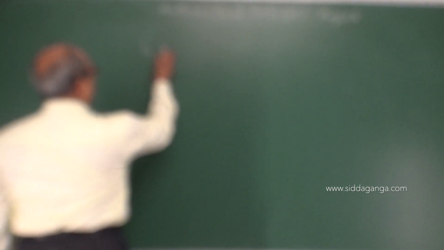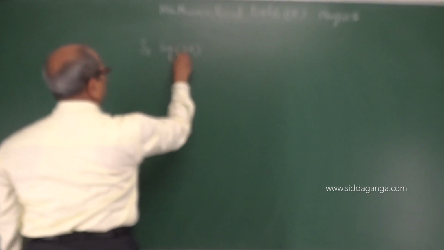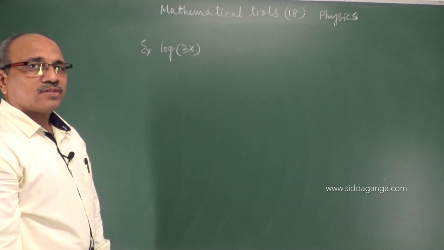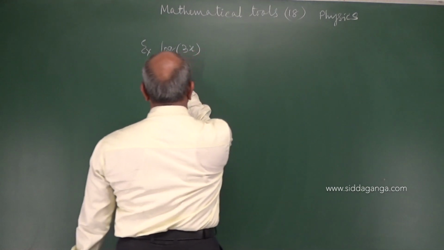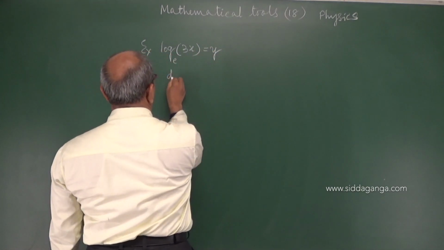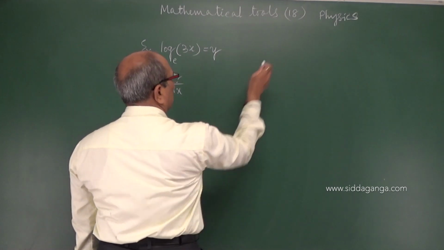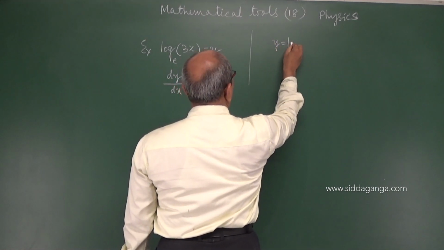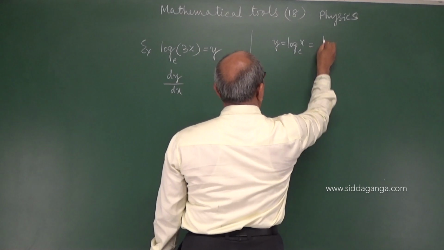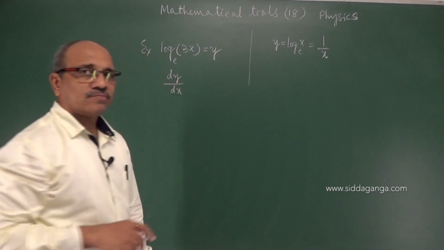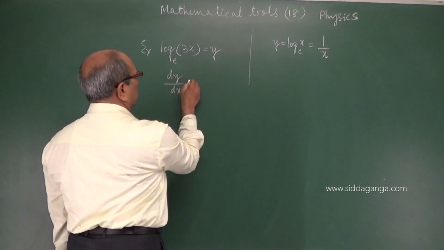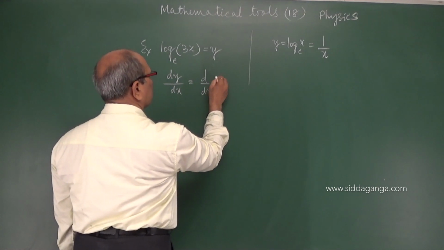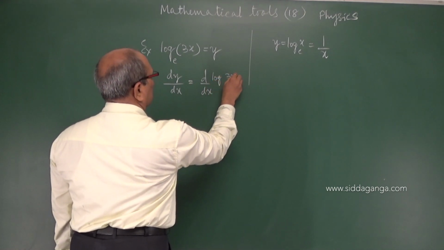Let us take the example log of 3x, log of 3x to the base e equal to y. Find the differentiation dy by dx. In the log functions I gave you, d by dx of log x to the base e becomes 1 by x. Right? So here if you take this as y, d by dx can be written as log of 3x.